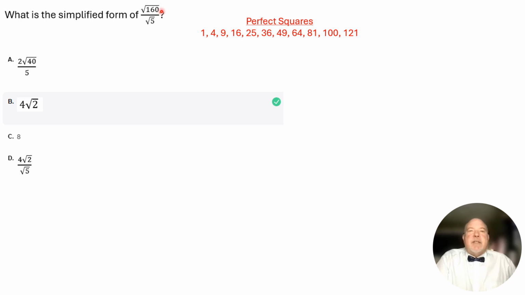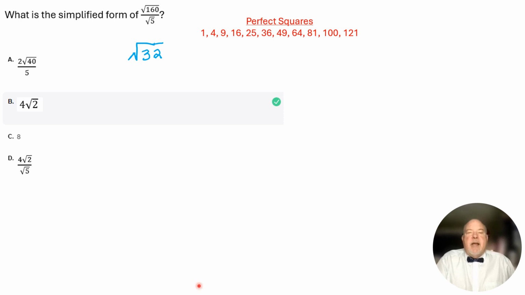But if I take 160 divided by 5, it does come out to a nice number. It comes out to 32. So I'm going to simplify this to 32. So this comes out to the square root of 32. And again, I just did 160 divided by 5. And you can do that as long as they're both under the radical.